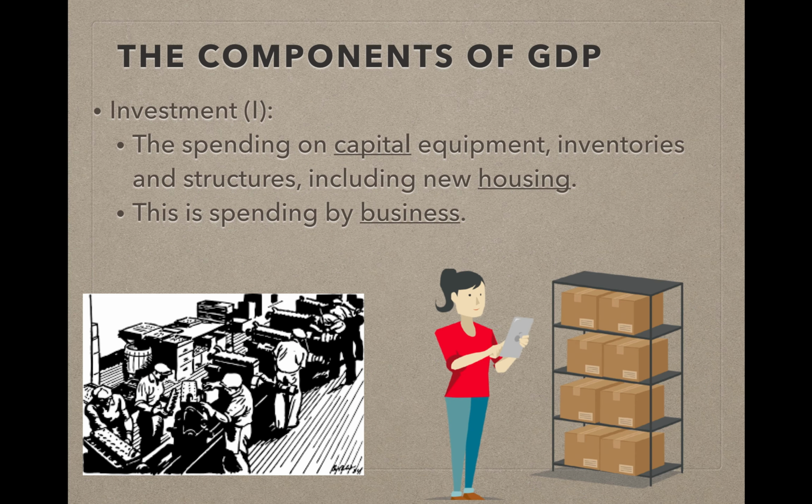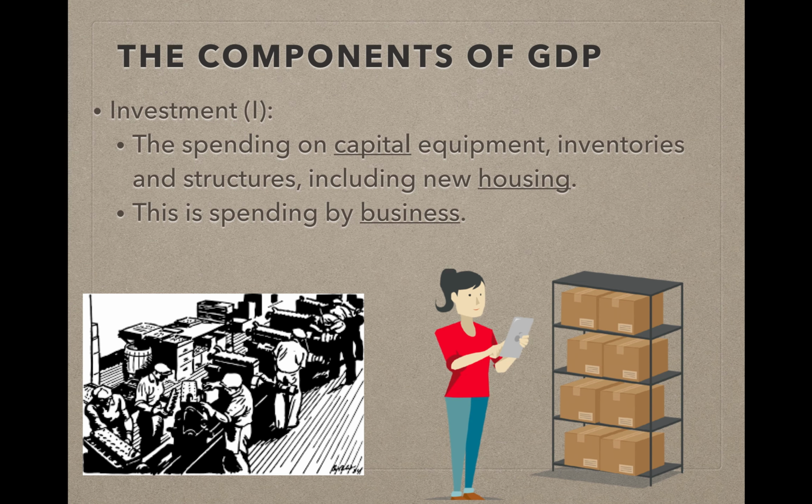The second component of GDP is investment. Investment spending is spending by businesses. Anything that businesses are doing to get their business to grow and expand. So spending on capital equipment, inventory. This also includes new housing. So if you're buying machinery to help your business, you are doing investment spending. If you're increasing your inventory, so you're an auto dealer and you're buying more cars to put on your car lot, that is considered investment spending.